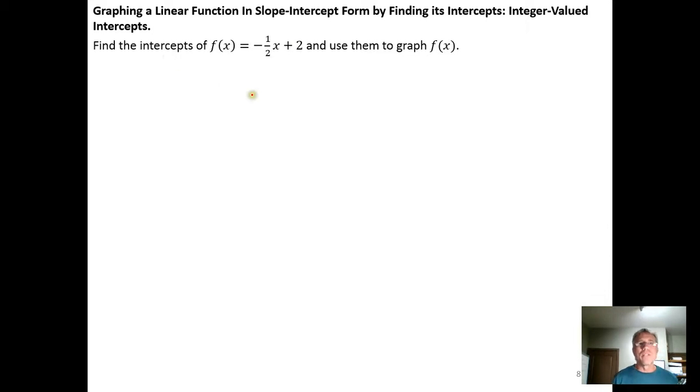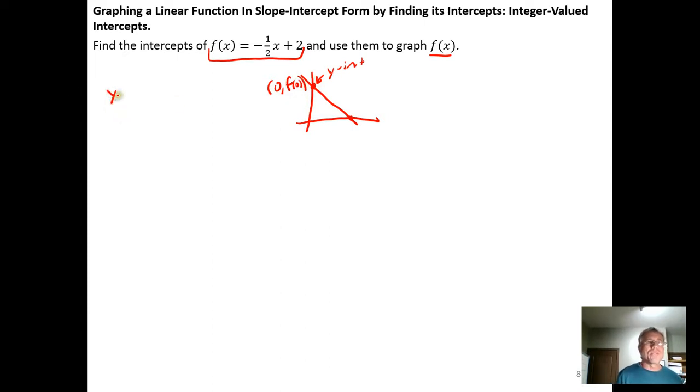So here's the function that I have, and my instructions are to find the intercepts of f of x and use them to graph f of x. And what we want to remember is that the intercepts occur where our graph crosses the y and the x axes. So in particular, the y-intercept is right here. This is the y-intercept. And at the y-intercept, what's key to remember is that the x-coordinate is going to be 0, which means we need to determine f of 0 in order to find the y-intercept.